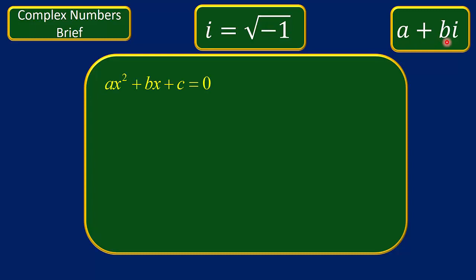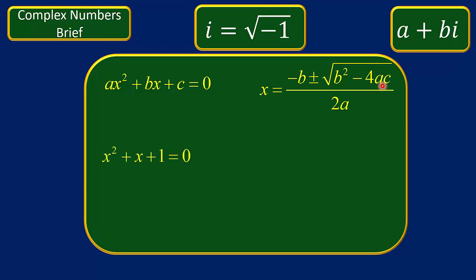And probably the first time you encountered complex numbers in a practical way was in solving a quadratic equation like this one. And you probably broke out the quadratic formula. And what happens is this part under the radical, b squared minus 4ac, whenever that's less than 0, you end up with that i, an imaginary part to your solution. So let's look at an example.